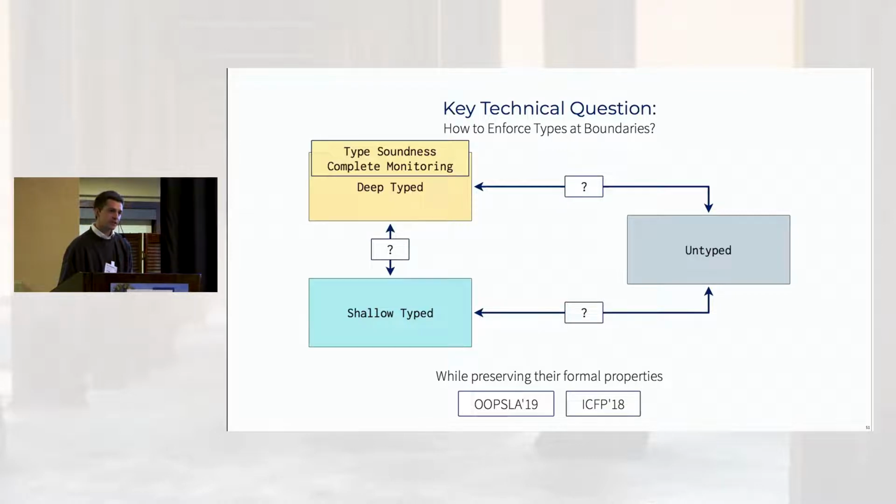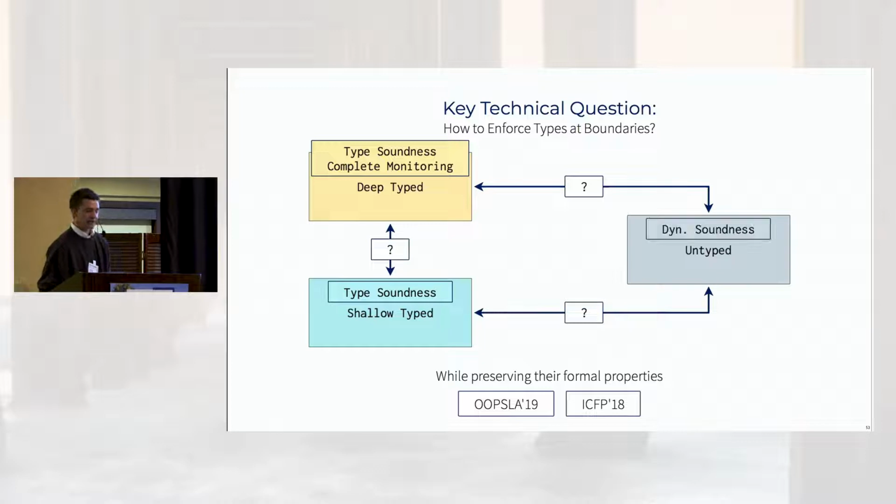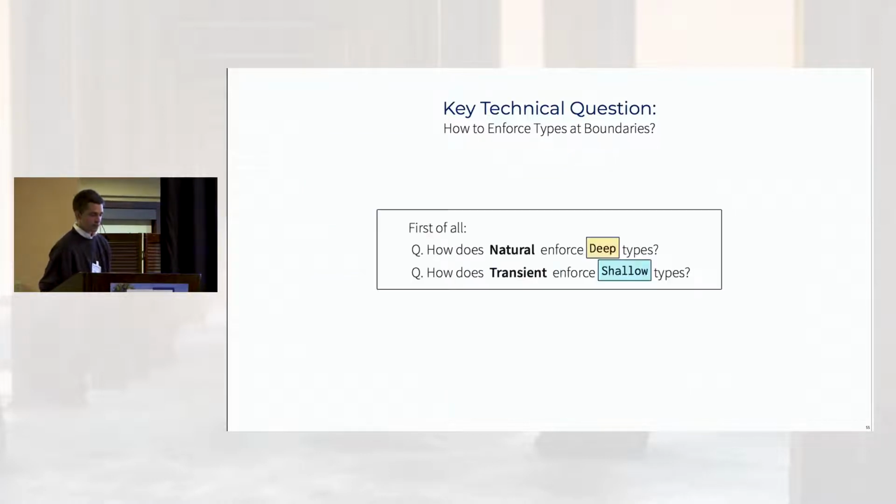How do we enforce types here in a way that guarantees the formal properties that we've come to know and love? Deep types satisfy both type soundness and an additional property called complete monitoring, which makes these gradual types compositional guarantees that we can trust all throughout the program. Shallow types satisfy type soundness and nothing more. And on the untyped side, we're expecting a safe, dynamically typed language. So these are the 3 pieces that we'd like to stay faithful to what they've been before when we have the mix. So first things first, let's look closely at the ingredients that we're combining.